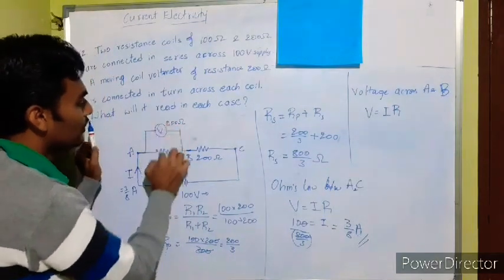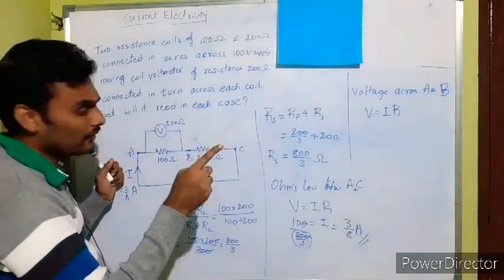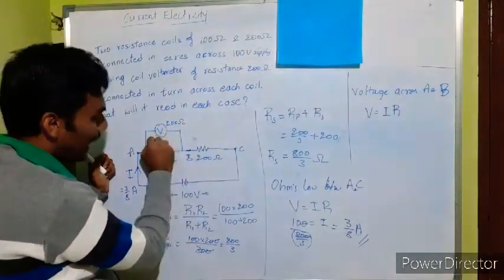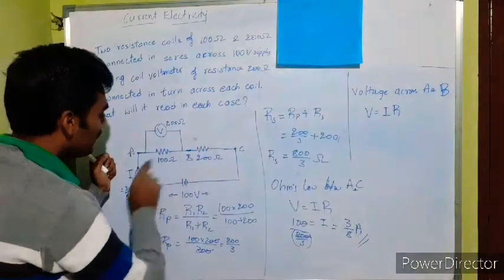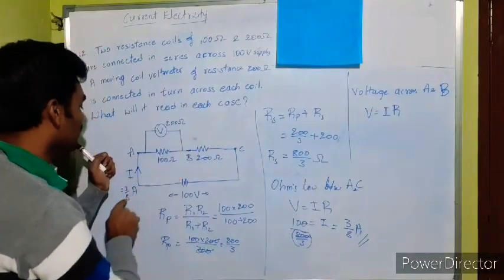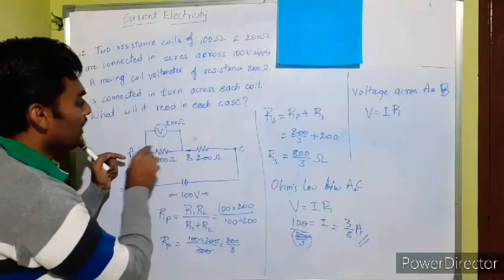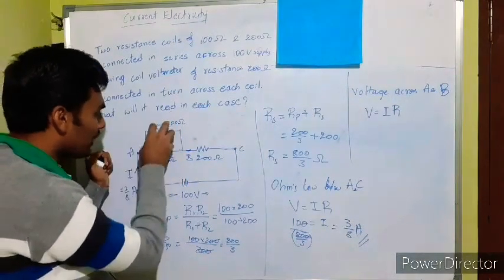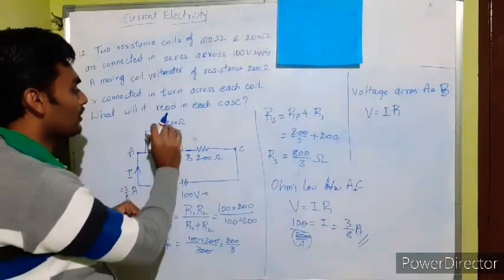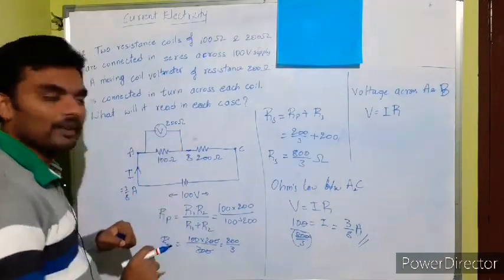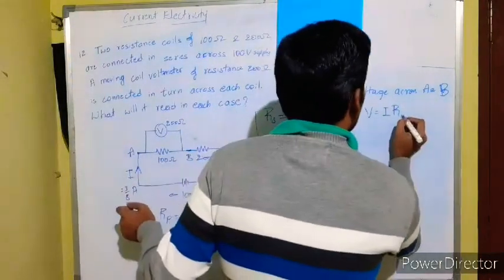The parallel combination is considered as one resistance, so this is RP here and this is R3. Between A and B there is a single current flowing, which is 3 by 8 ampere. Don't worry about the branches, because I am considering these two together as one resistor of resistance RP.